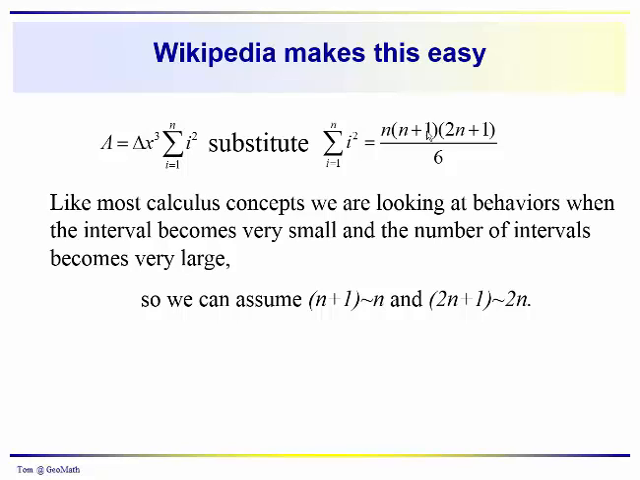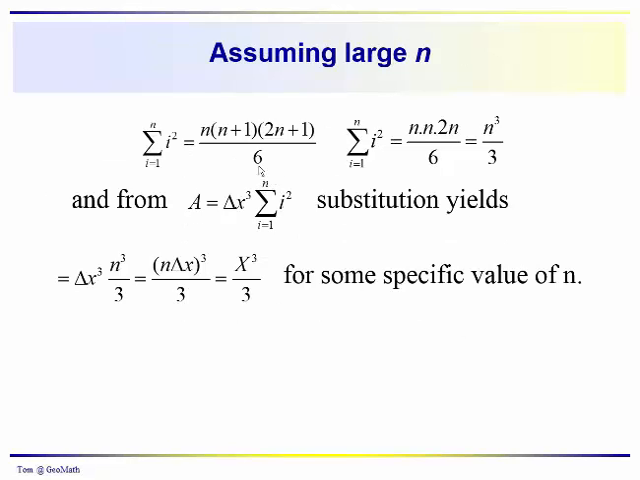N plus 1 is basically n. 2n plus 1, basically 2n. And since the number of intervals becomes very large, we can just say n plus 1 is approximately n, and 2n plus 1 is approximately 2n. That gives us this part of the expression, which reduces the sum of i squared to n cubed over 3. The 2 cancels out to give us a 3.